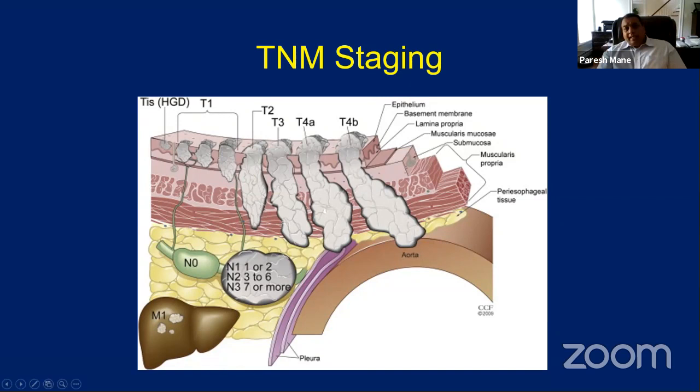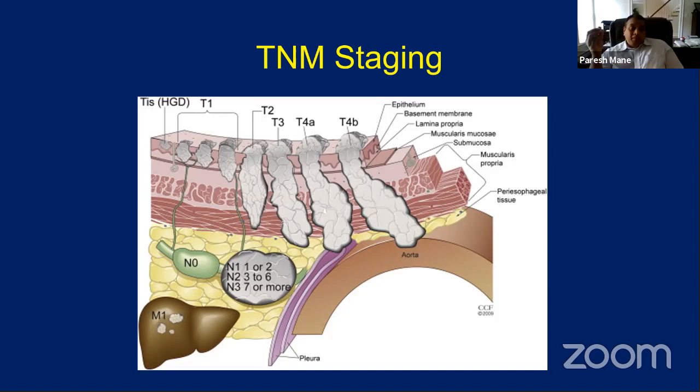In terms of the TNM staging, T1, as you can see here, is involvement of the mucosa, that's the epithelium, basement membrane, lamina propria, muscularis mucosae. T2, the tumor goes further down, up to the muscularis propria. T3, it goes past the muscularis propria. As you know, the esophagus does not have a serosa, so it now goes through the three layers of the esophagus into the fat surrounding the esophagus, that's T3. And T4 is involvement of the surrounding structures.